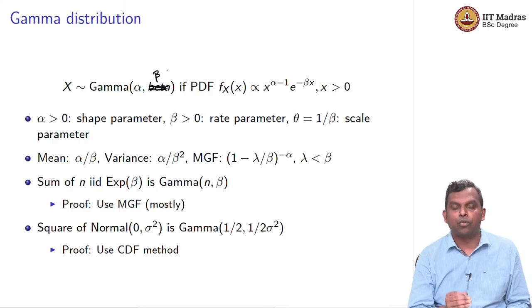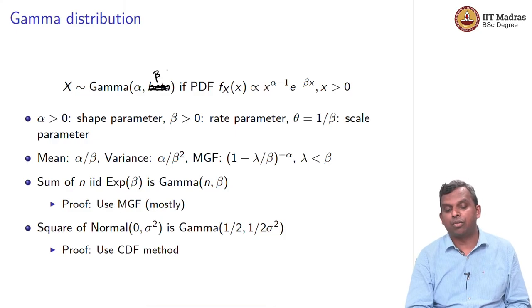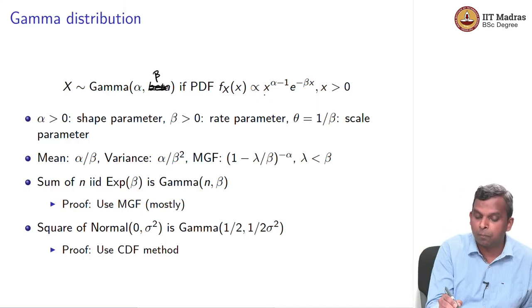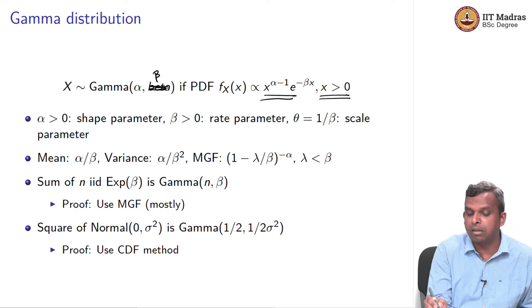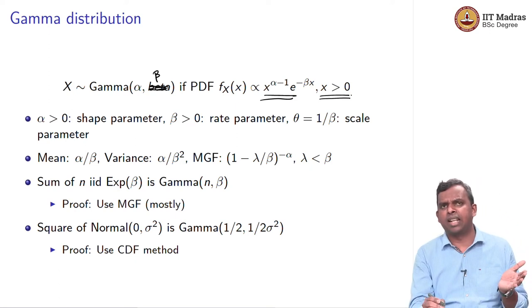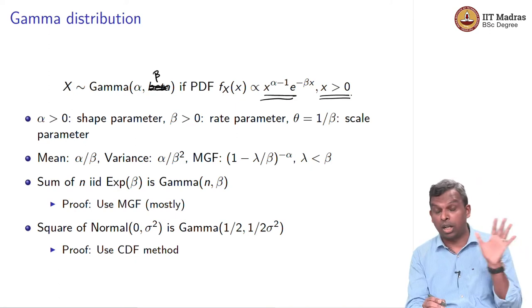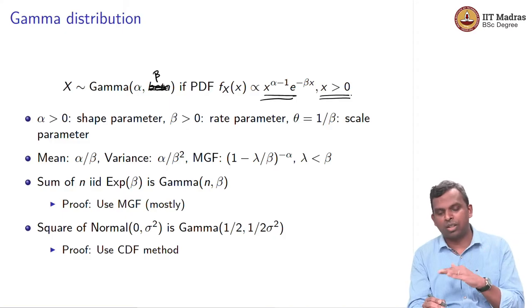The PDF, the probability density function of the gamma distribution, is proportional to x power alpha minus 1 times e power minus beta x. There's no 'and' there. So this is the shape of the PDF, and it is for x positive. The gamma distribution doesn't work for x negative. It's only for x positive. It's not like the normal, which is on both sides. So this is only on one side.